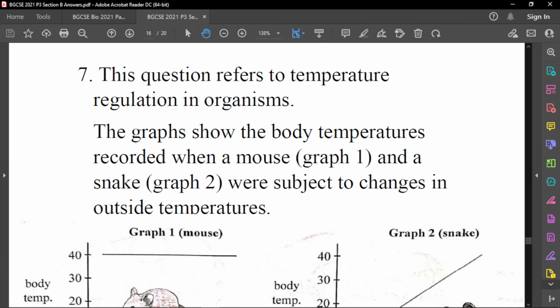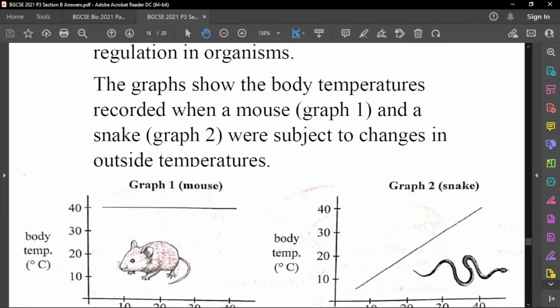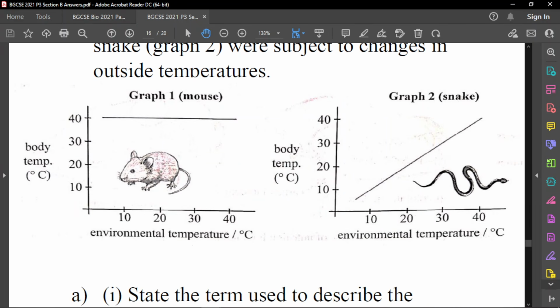So last question now. This question refers to temperature regulation in organisms. That means that we control temperature, right? The graphs show the body temperatures recorded when a mouse in graph 1 and a snake in graph 2 were subject to changes in outside temperatures. So look at the graph carefully now.